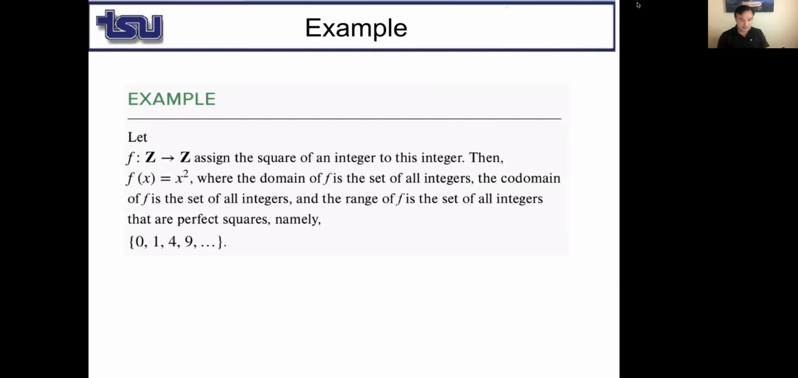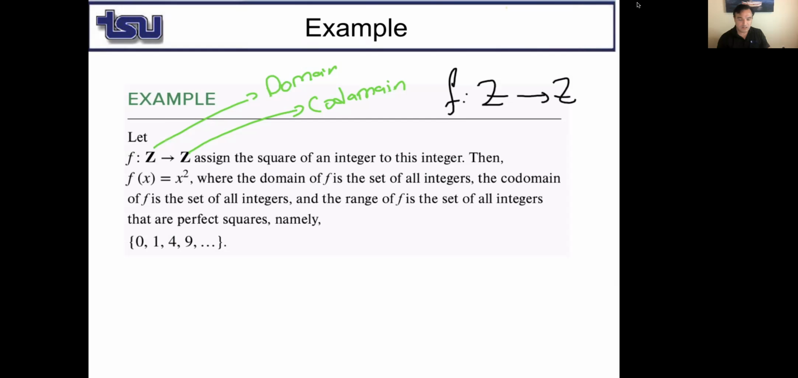We have a function f from Z to Z. Well, immediately, this is the domain and this is the codomain. Okay, so that's the codomain. And the function is f from Z to Z, and f of x is x squared. That means it takes an integer x and maps it to the square of integer x, okay?